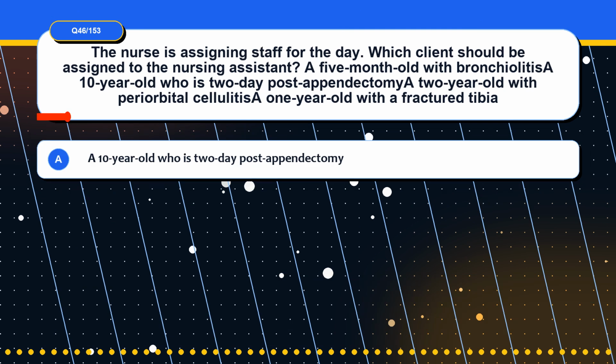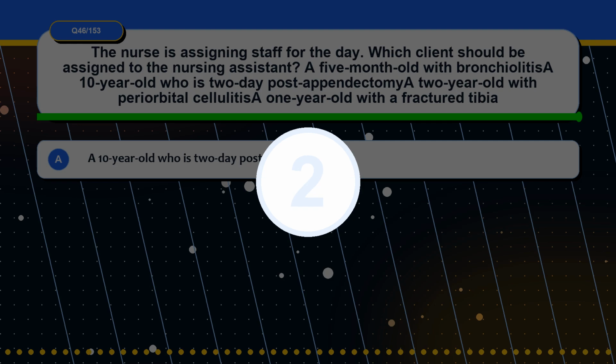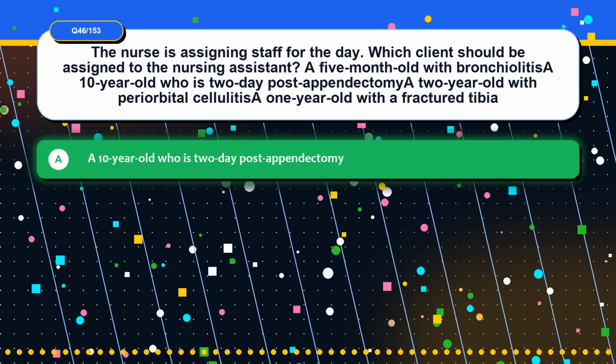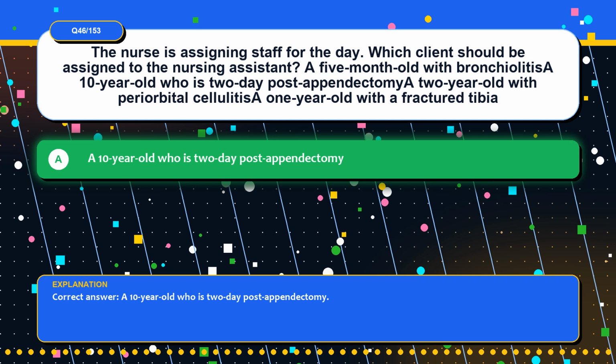Question 46. The nurse is assigning staff for the day. Which client should be assigned to the nursing assistant? A 5-month-old with bronchiolitis, a 10-year-old who is 2-day post-appendectomy, a 2-year-old with periorbital cellulitis, a 1-year-old with a fractured tibia. Here are the options. Option A, a 10-year-old who is 2-day post-appendectomy. The correct answer is option A. Correct answer.